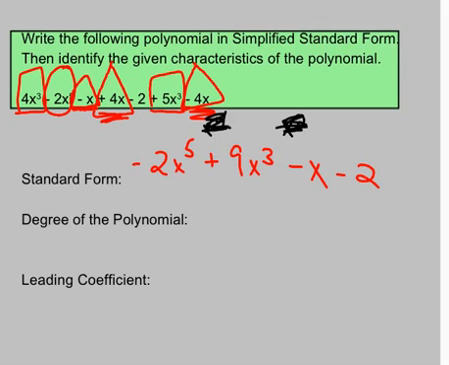So degree of the polynomial, what's the largest term here? Or degree with the largest term here? It's 5. Okay, it's right here. And then my leading coefficient goes with that. It's going to be negative 2. We're done. All right. It's more about the terms and making sure you guys have those down correctly.